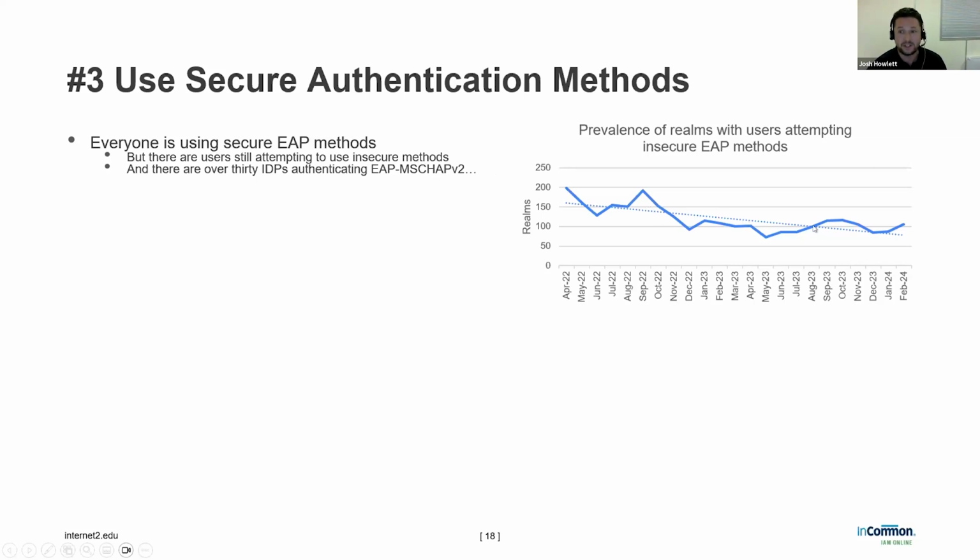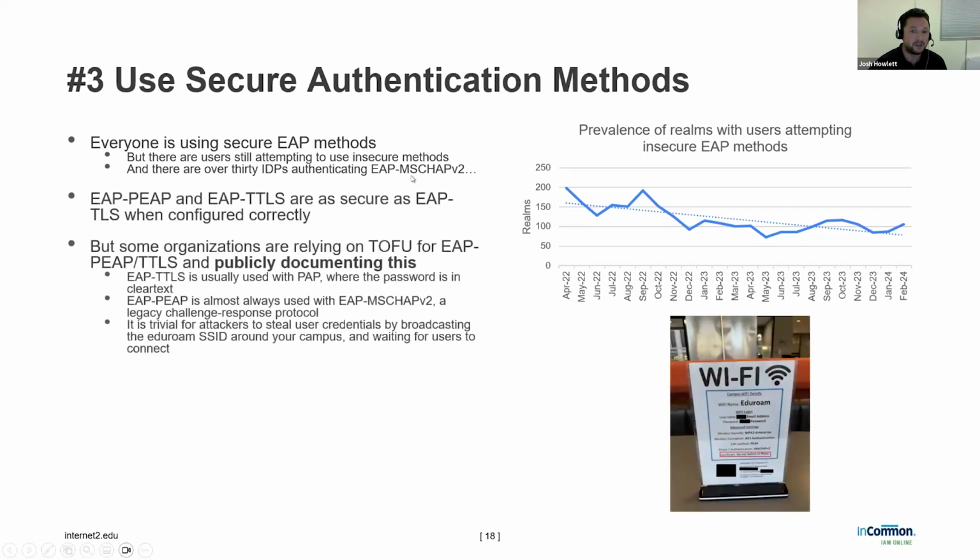That number, as you can see in the graph here, has diminished over time, but it's still quite significant. So roughly 100 realms we see every month. And there are still over 30 IDPs authenticating raw EAP MS Chat v2, which is an old, pretty insecure EAP authentication method. That's almost certainly a misconfiguration, because EAP MS Chat v2 is normally tunneled within something like EAP PEAP or EAP TTLS, where it's perfectly safe because it's protected by TLS.